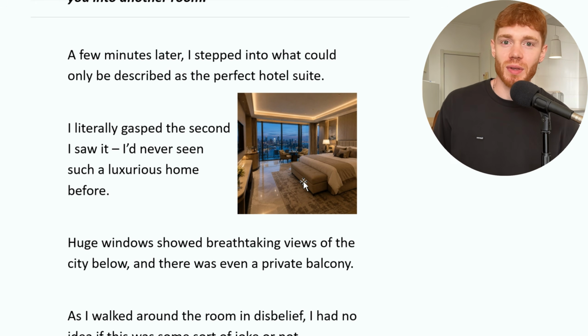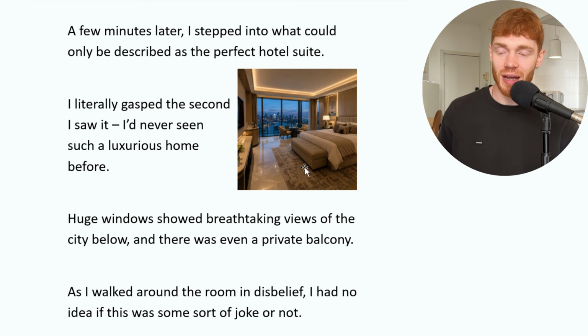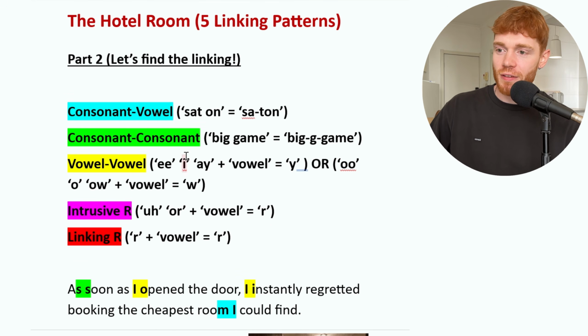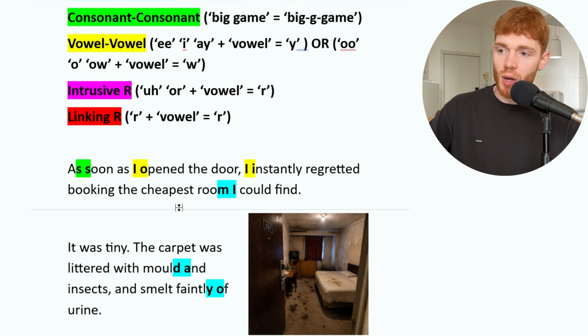So well done for shadowing that. We will now get into the analysis of these linking patterns. Okay, so we have the 5 patterns here. Consonant-vowel linking, consonant-consonant linking, vowel-vowel linking, the intrusive R, and the linking R. Don't worry about these too much just yet, okay, because we're going to go through each one now.